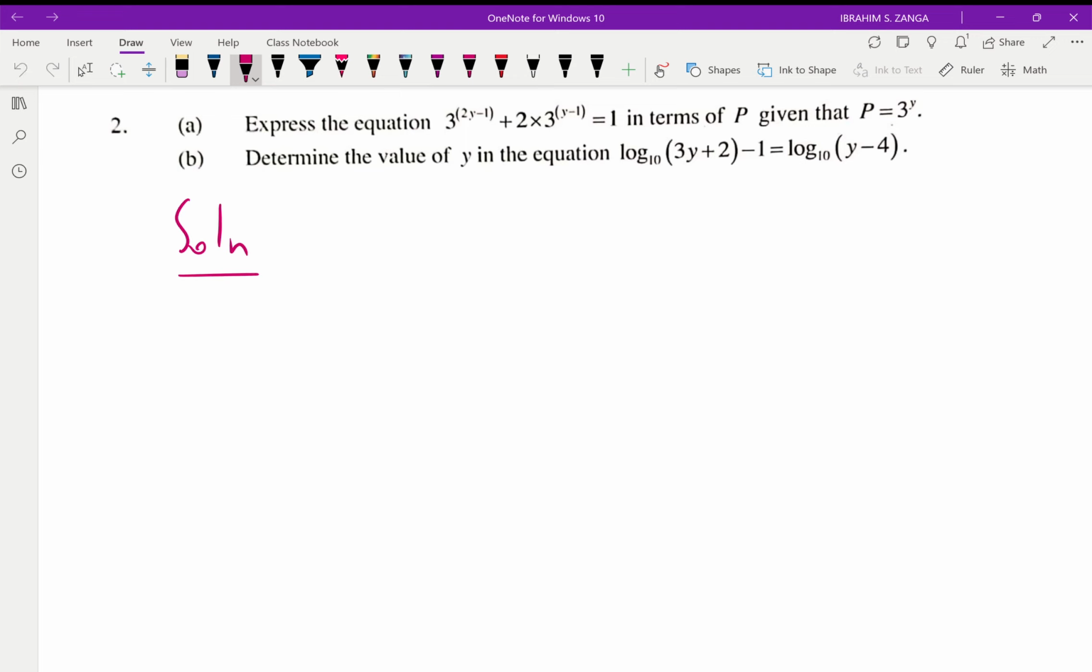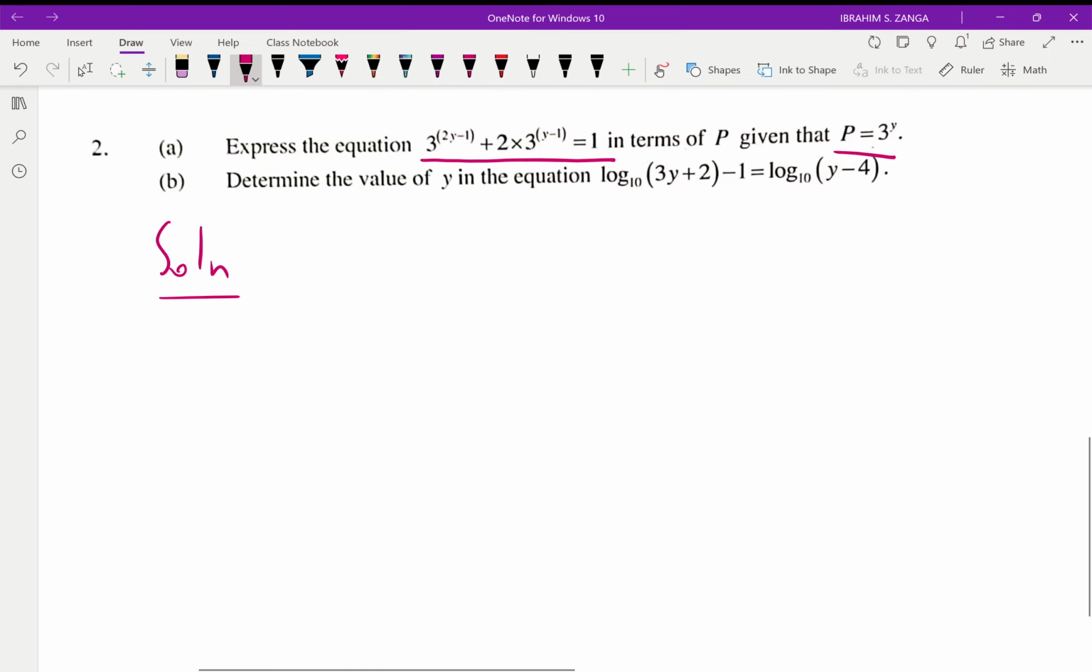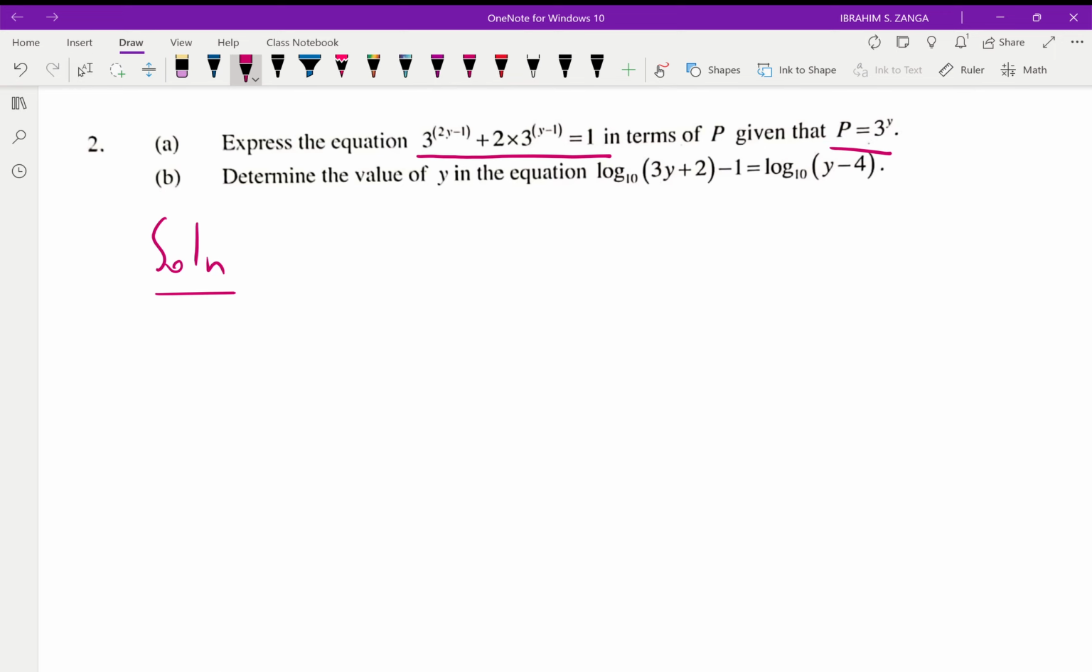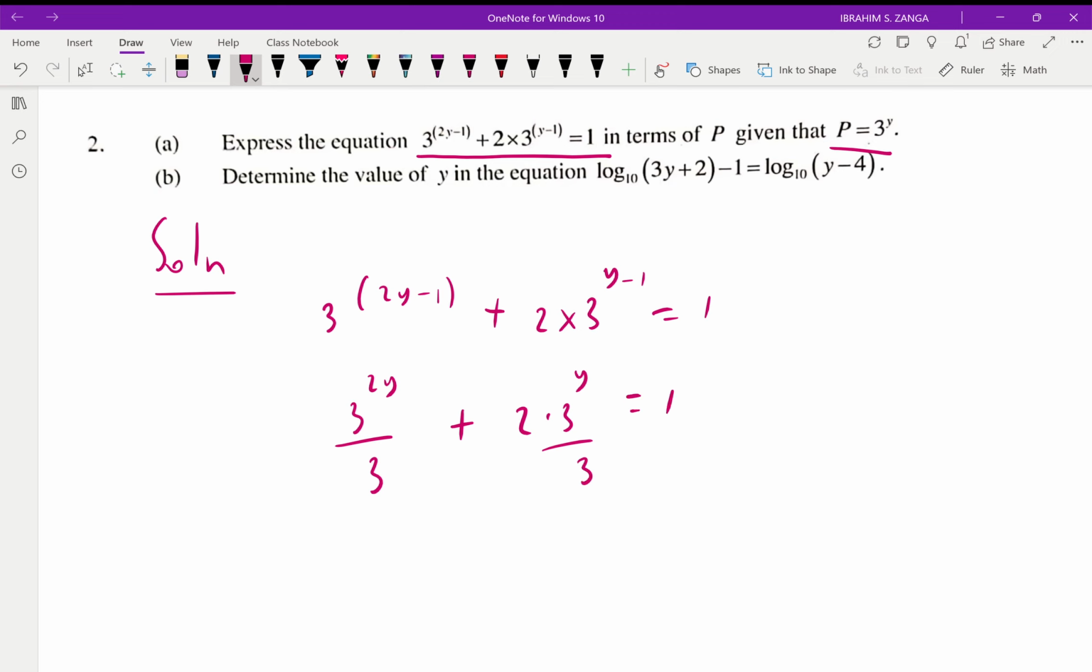So we're supposed to express this equation in terms of p. We were given that p is 3 power y. So we have 3 power 2y minus 1 plus 2 times 3 power y minus 1 equals 1. So we are going to open this. Actually, this is 3 power 2y over 3 plus 2 times 3 power y over 3 equals 1.